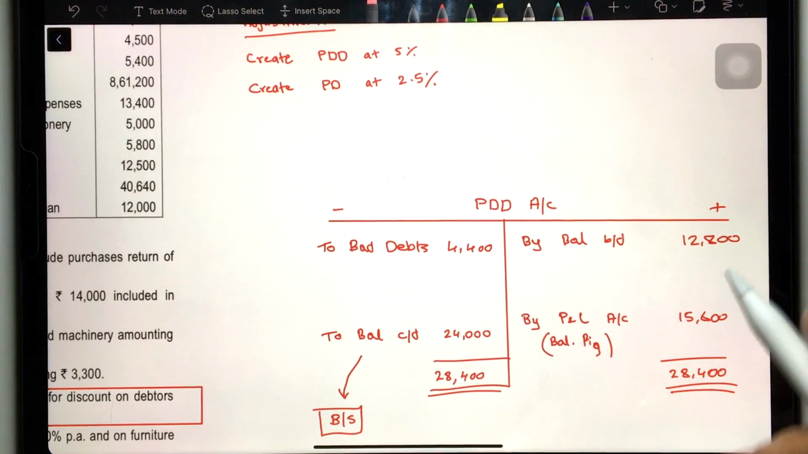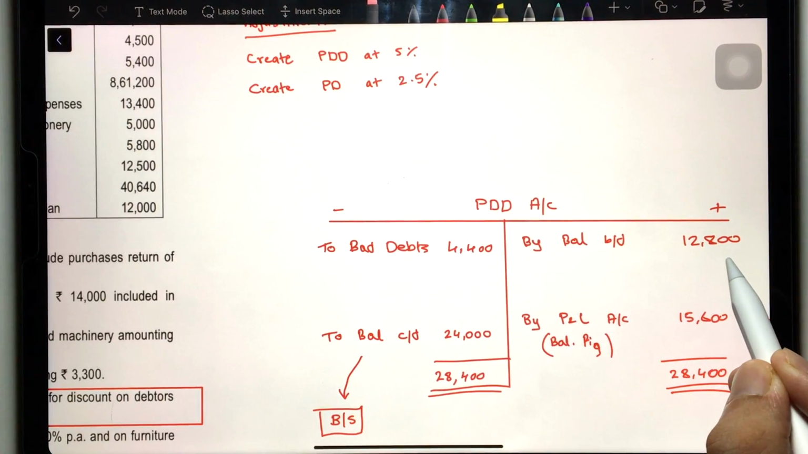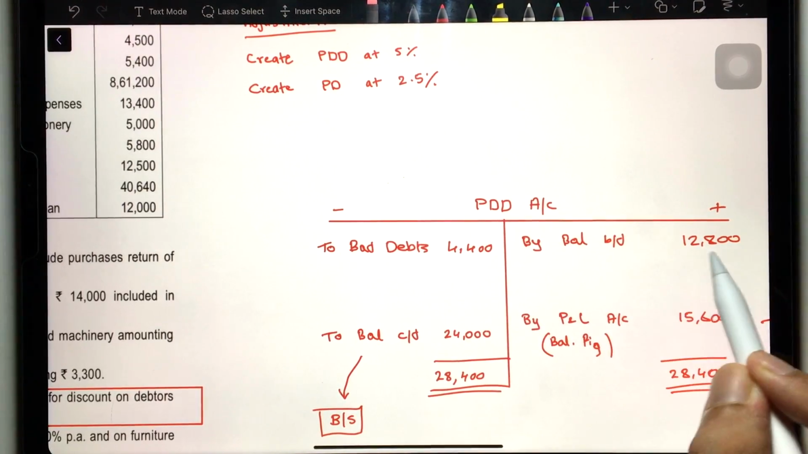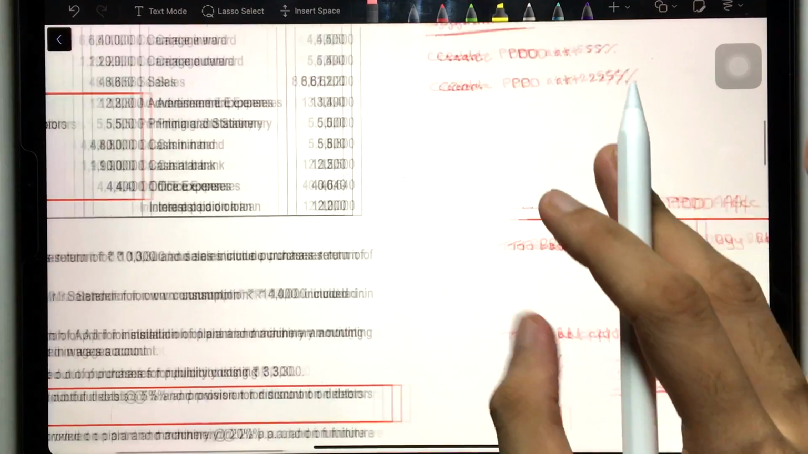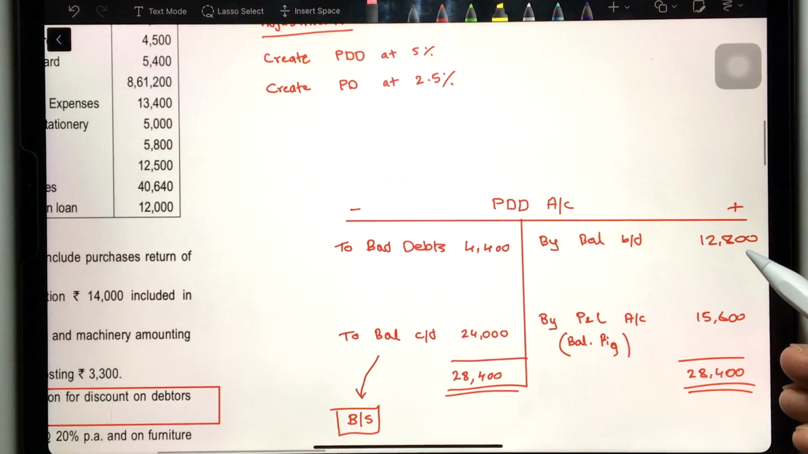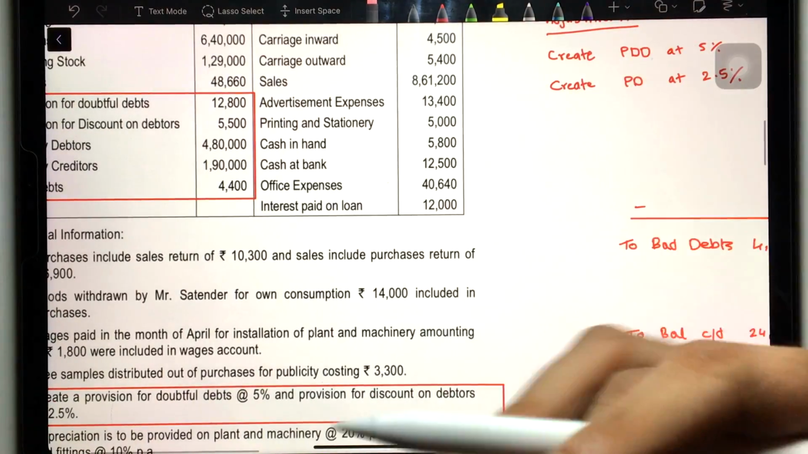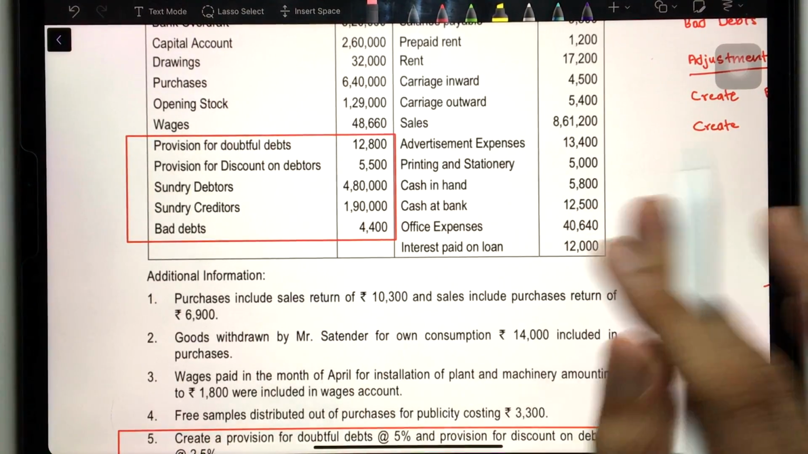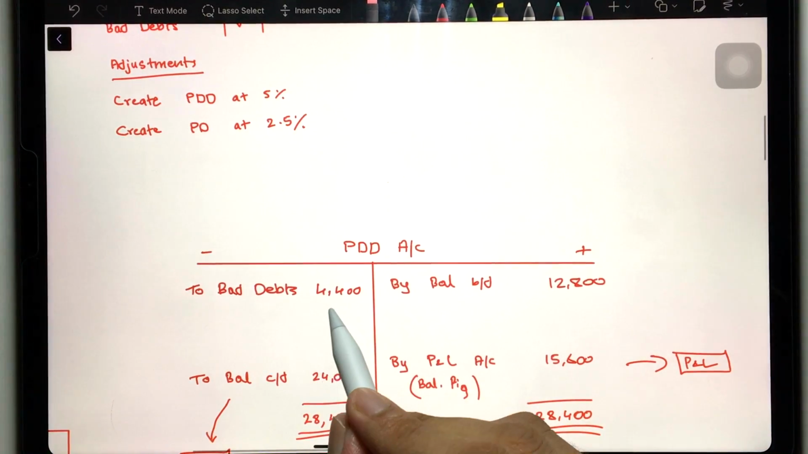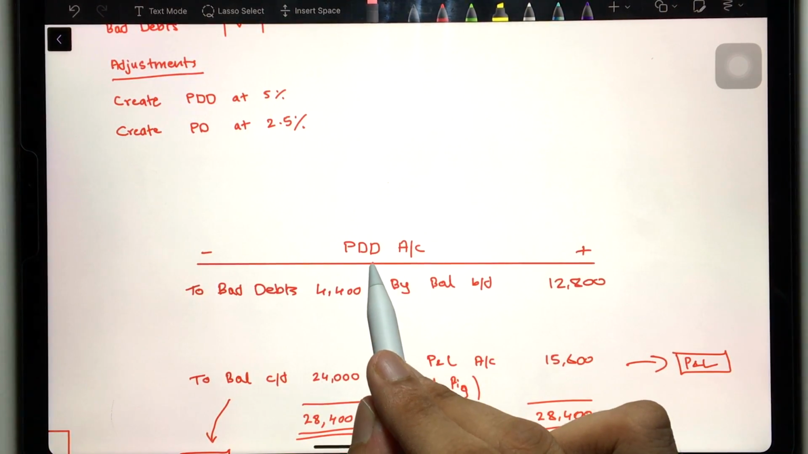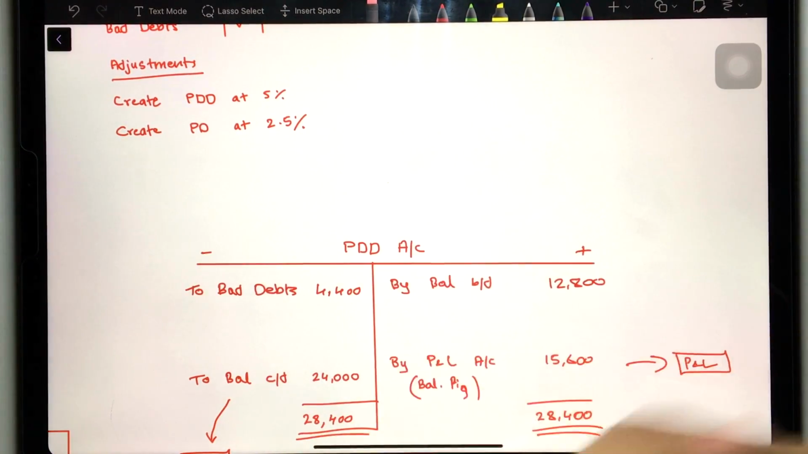First, you take the opening balance. Understand the chronology first. First, you will take the opening balance, balance b/d, 12,800. How did I get this? From the trial balance. See here, 12,800. And then you have to see the bad debts. In this question, there were bad debts in trial balance. How much? 4,400. Just take that, on the debit side. Why is that so? Because provision for doubtful debts is decreasing because of bad debts. We are writing off the bad debt.